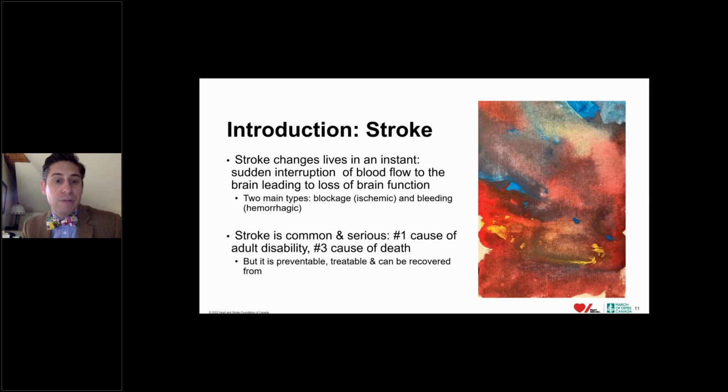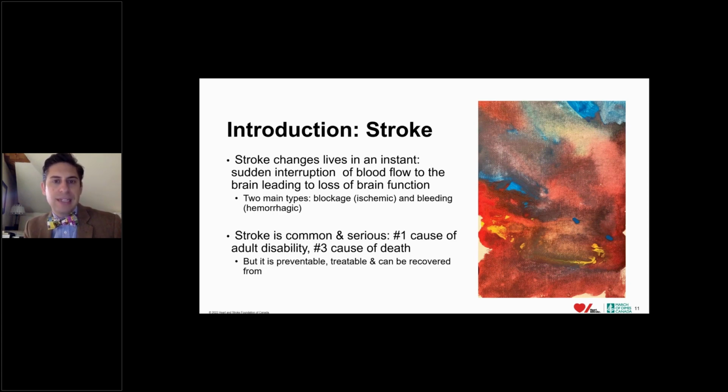For those of you who aren't familiar, a brief primer on stroke. So stroke changes lives in an instant. This is one of the most characteristic and difficult things about stroke, that you're well one moment and not well the next. Stroke happens in the brain.